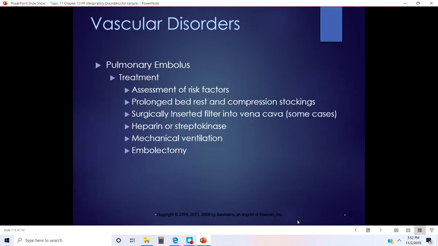And then finally, the treatment is really, try to assess the risk factors, see who's at risk for it. Prolonged bed rest, like I said, and compression stockings. Surgically inserted filters are sometimes put in the vena cava. They can have heparin. Streptokinase is kind of like a clot buster. It's something that breaks down clots. If the patient is having difficulty breathing and there's damage to the lung, like necrosis, they may put them on a ventilator, and then they can do even surgery to, once they find that thrombus or the embolus, take that out. Okay, and that concludes our vascular and restrictive disorders.